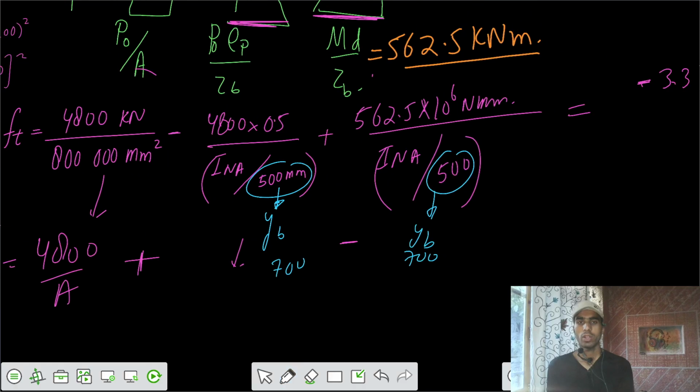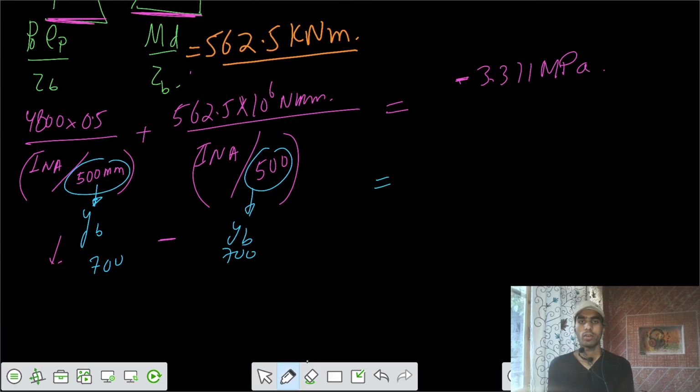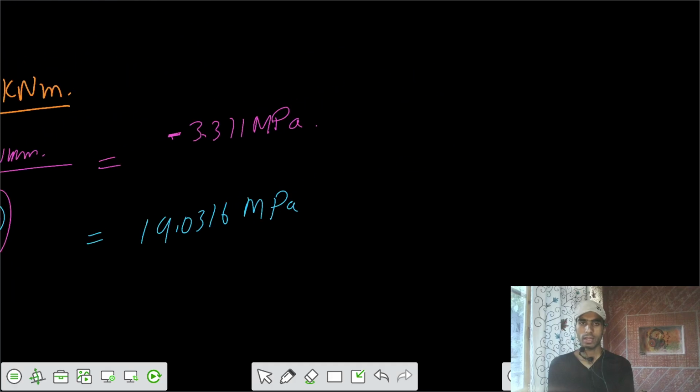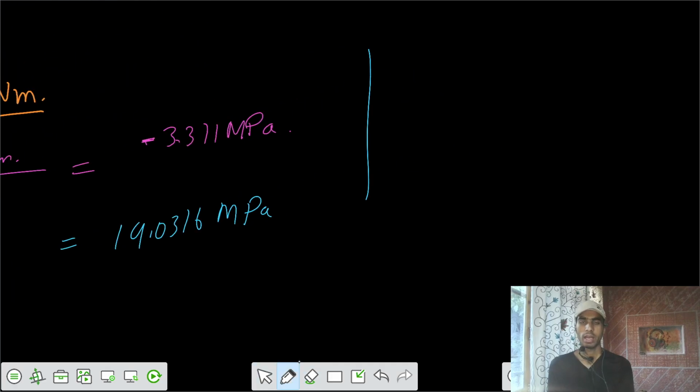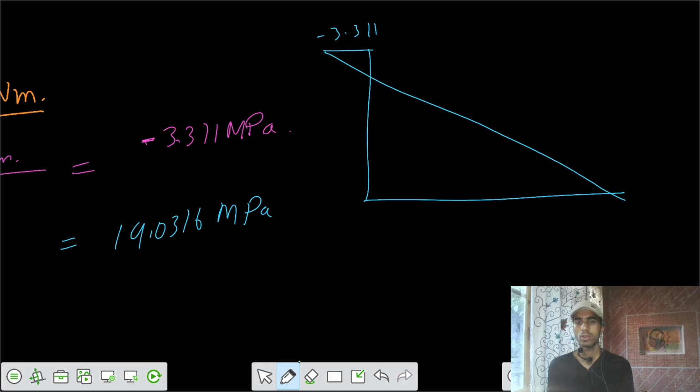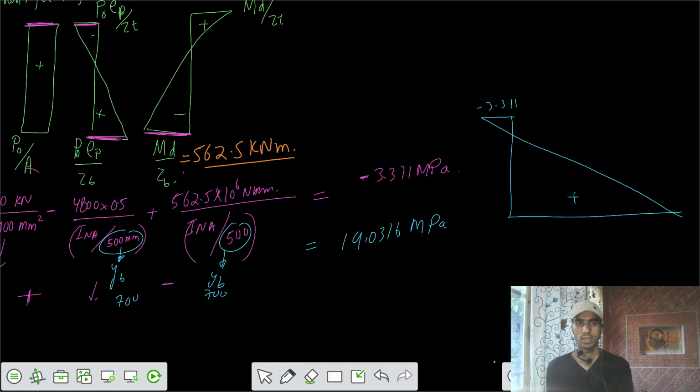After that we have the calculations, and this value is 19.0316 megapascal. So after that I can draw the stress variation diagram. This is your minus 3.311, and on this side we have 19 point some value. So this is our stress diagram for the transfer stage.